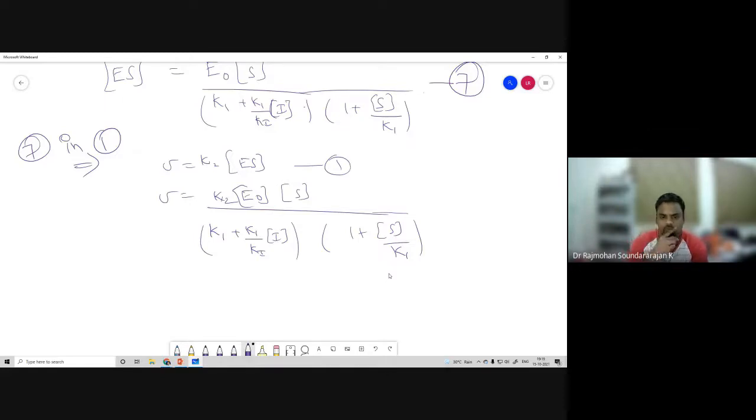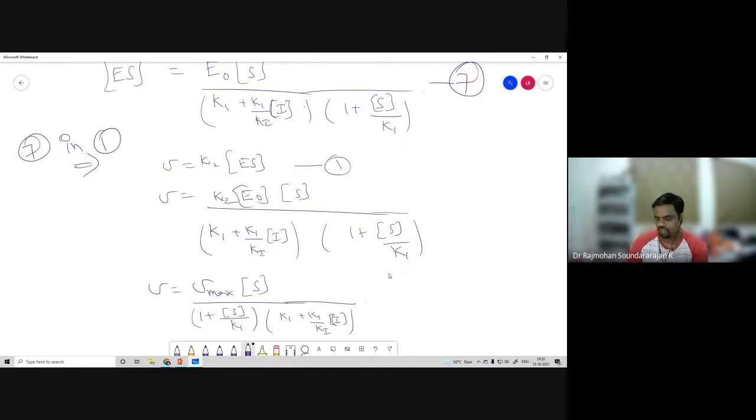Okay. So now you can replace the terms as usual. We can say that V equals Vmax into S divided by 1 plus S into 1 plus S by Ki, okay, into Ki plus Ki by Ki into I, okay.